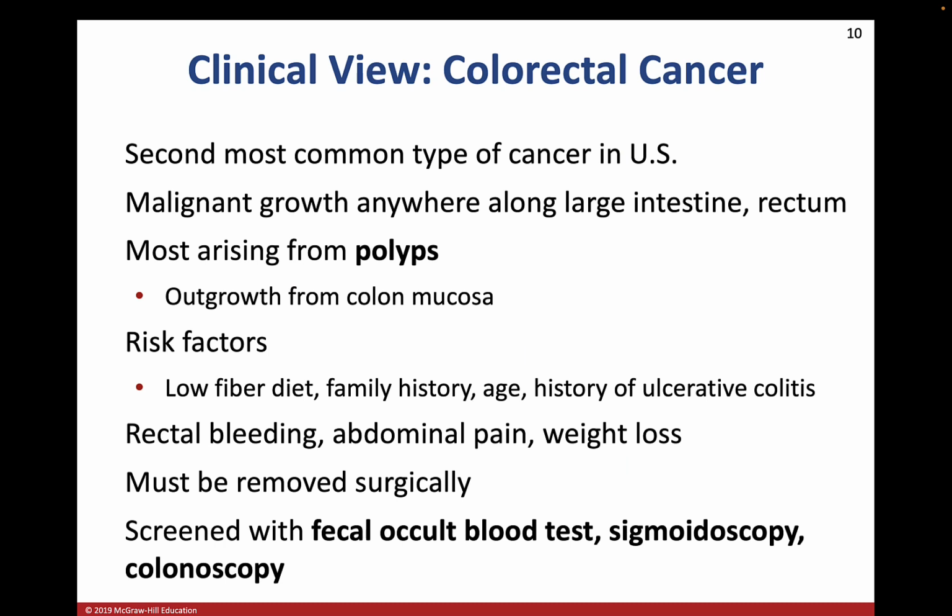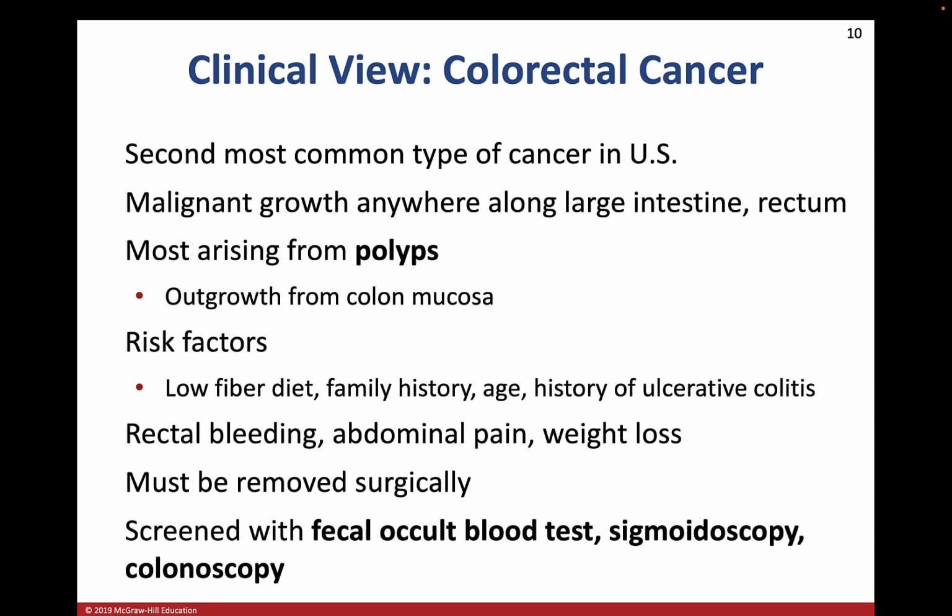Now, there are a number of disorders that are associated with the large intestine, and probably one of the most predominant is going to be colorectal cancer. This is the second most common type of cancer in the United States, and it originates from malignant growths that can occur anywhere along the large intestine or the rectum, and usually they are arising from what are referred to as polyps. And polyps are outgrowths from colon mucosa.